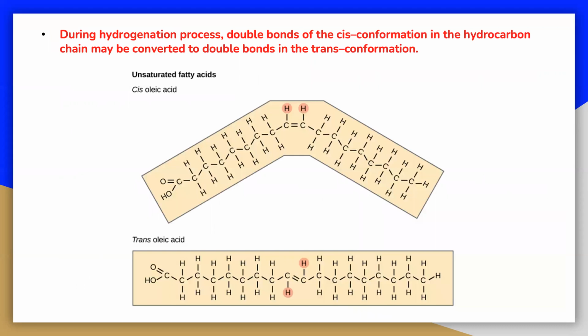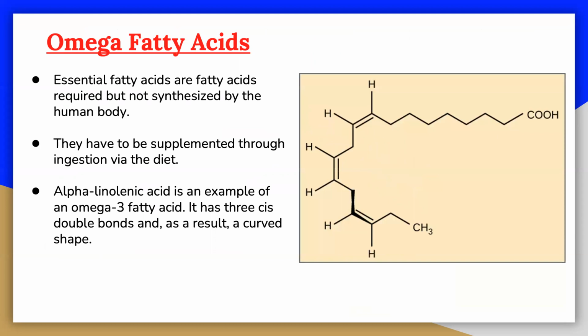Unsaturated fatty acids may be converted to saturated fatty acids by the relatively simple hydrogenation reaction. Simply speaking, hydrogen gas is bubbled through oils to solidify them. During this hydrogenation process, double bonds of the cis conformation in the hydrocarbon chain may be converted to double bonds in the trans conformation. Like carbohydrates, fats have received a lot of bad publicity. It is true that eating an excess of fried foods and other fatty foods leads to weight gain. However, fats do have important functions.